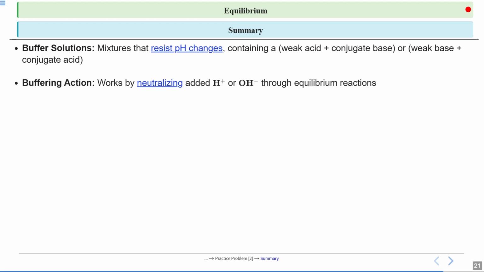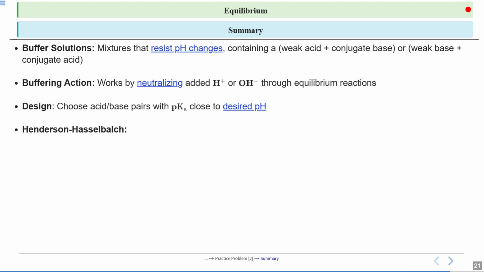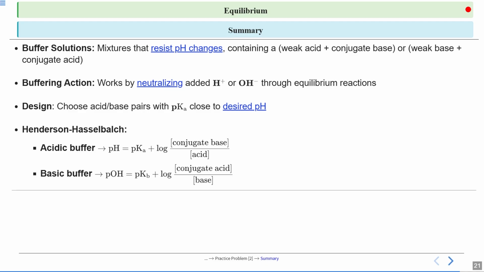So if you are talking about the acidic buffer, then in that case, your formate ion neutralizes the H plus and your formic acid neutralizes the hydroxide ion. So you have to choose your acid base pairs accordingly with a certain pKa to design a buffer of a certain pH. Next is your Henderson-Hasselbalch equation, which will help you to design this buffer solution. So the quantification for acidic buffer is pH is equal to pKa plus log conjugate base by acid, whereas for basic buffer, pOH is equal to pKb plus log conjugate acid by base.